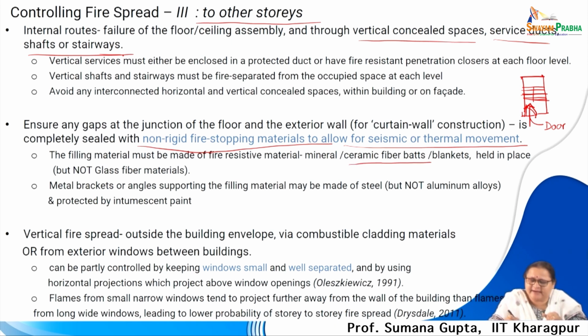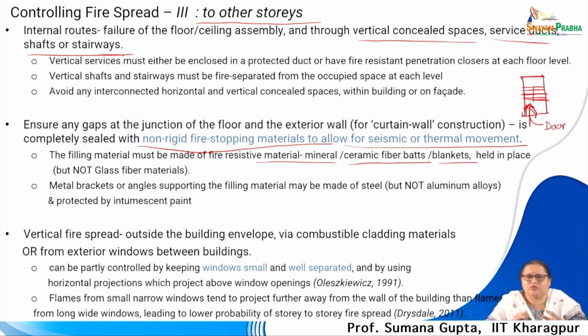ceramic fiber bats and blankets, which are to be made of resistive mineral or fiber bats. They can be put in like cushions. They have the flexibility to absorb thermal movements. However, in case of seismic events or in case of fire, both retain their properties.